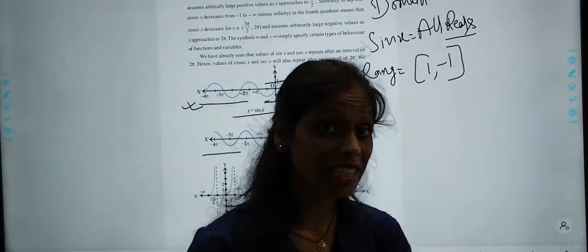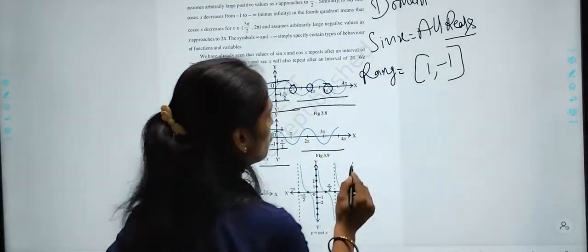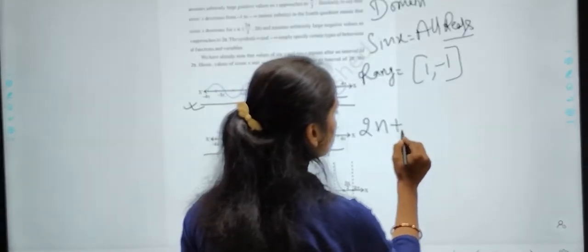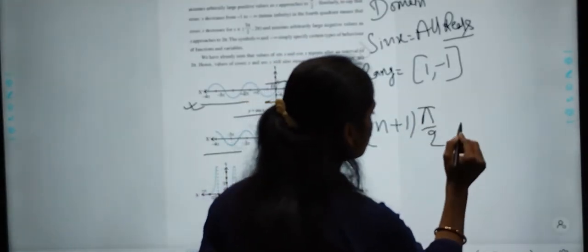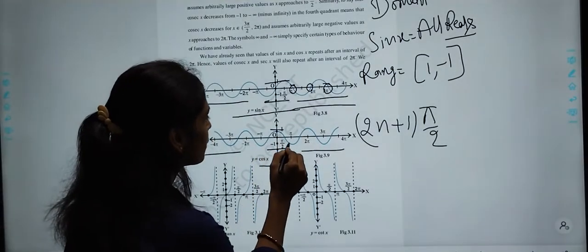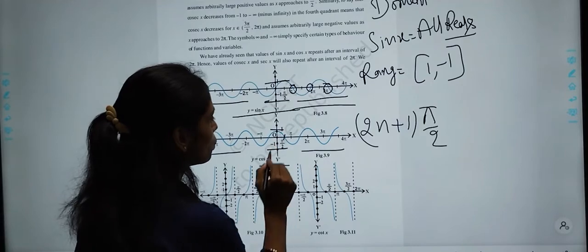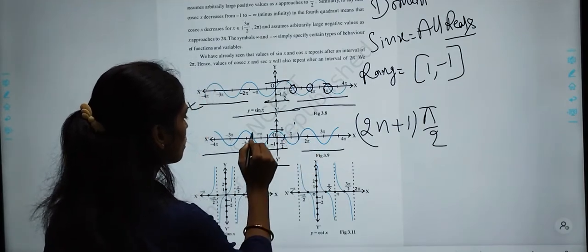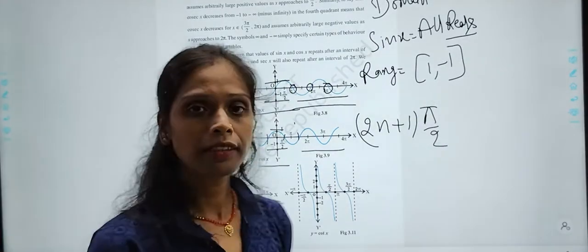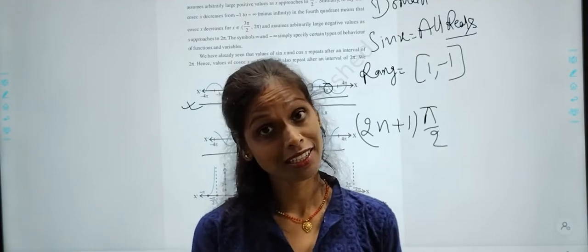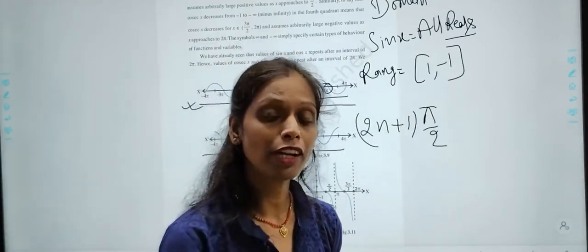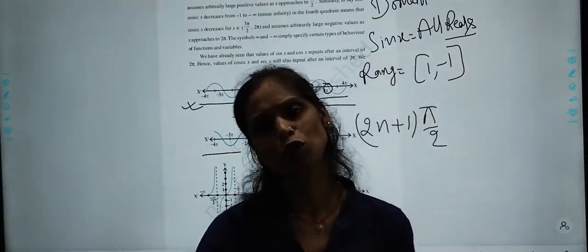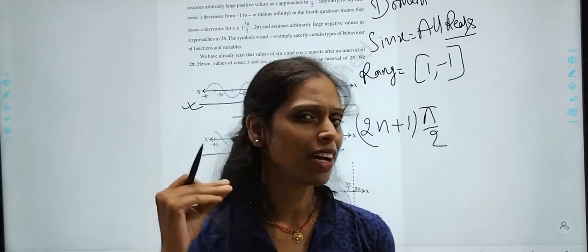But one thing is very important to observe here. At every 2n plus 1 pi by 2 interval, like you can see here, at pi by 2, 3 pi by 2, pi by 2, 3 pi by 2 and like that, the value of cos theta remains the same. Always keep this little bit of knowledge in your mind, and when you solve questions on these functions, you will feel that every question is very easy.